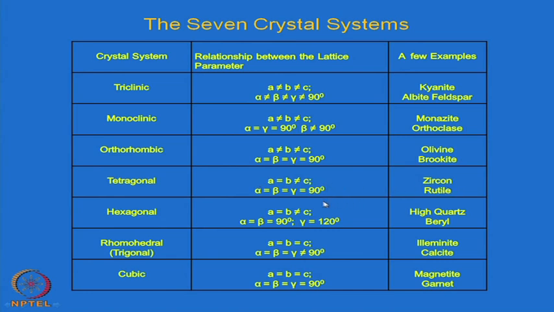Tetragonal, A equal to B, not equal to C, but in this case again alpha equal to beta equal to gamma equal to 90 degrees. So, all the angles are 90 degrees, only one axis is different. A and B are equal, but the C axis is not the same as A and B. Two compounds which have this kind of structure are zircon, basically a zirconium silicate, ZrO2 SiO2, and rutile, which we have already discussed. Rutile has basically a tetragonal structure, tetragonal symmetry.